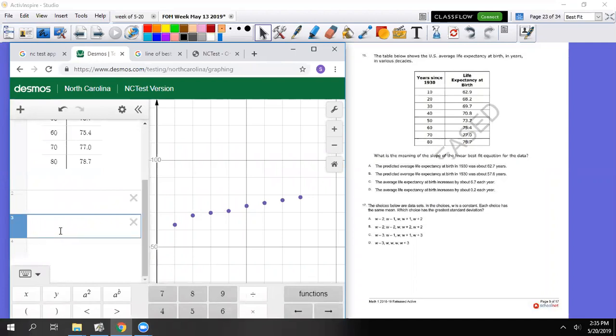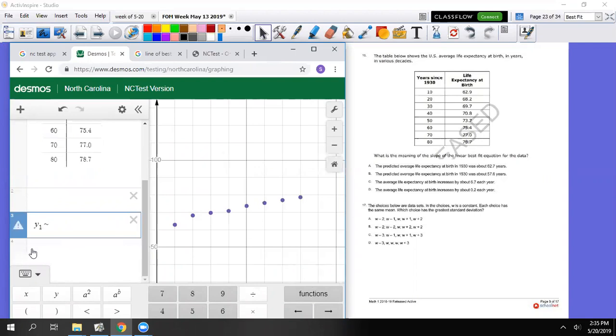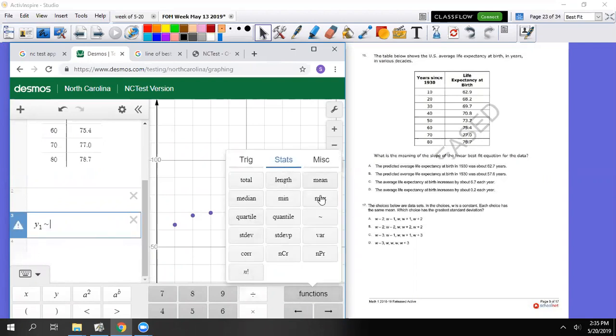Here I'm going to type in y subscript 1, regressed against, and in order to get the regressed against button, I'm going to click functions, stats, and click this little symbol here next to quantile. You can also get that on your keyboard if you'd like. Then I'm going to type in mx, and again on x I'm going to do a subscript of 1. Okay, and I know that my equation is always mx plus b, so of course I have to include b.